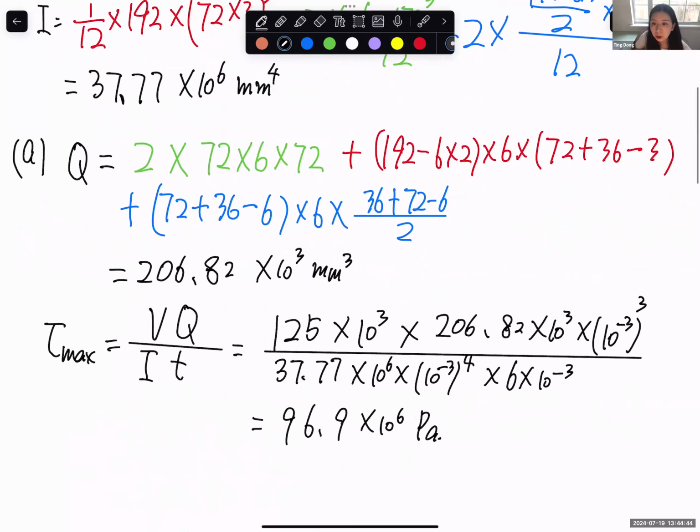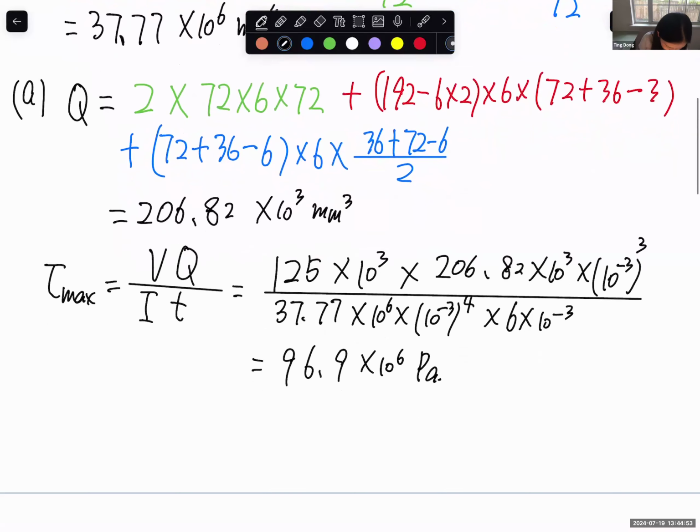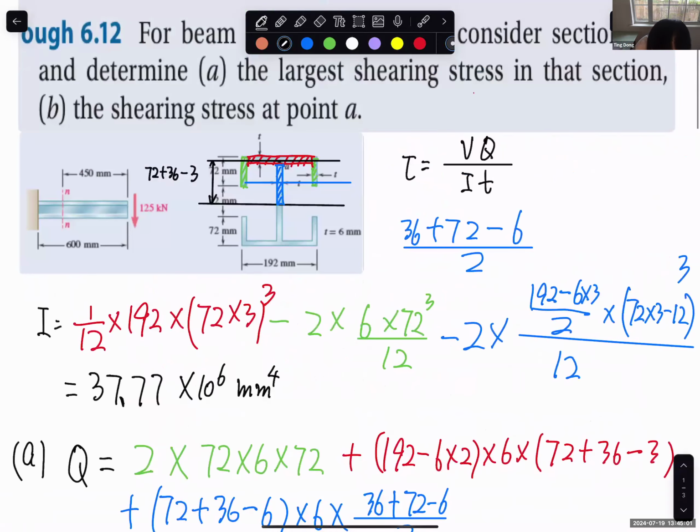So this is part A. Once we calculate part A, part B is easier, because now I can finish very quick. Part B, since we need to calculate the shear stress at point A, we only need the green area and the red area, right? We just ignore this blue area and everything is fine.